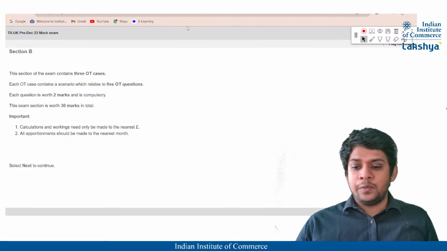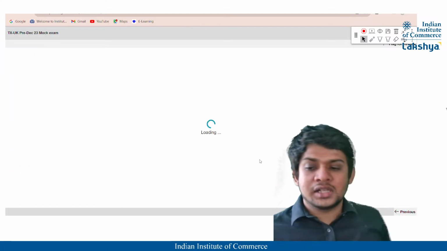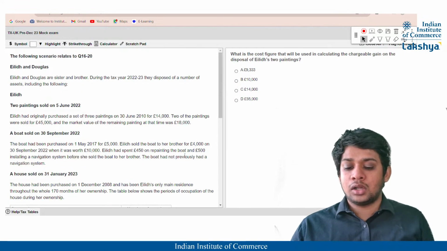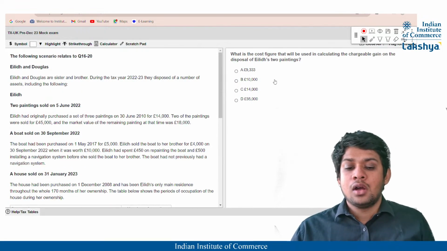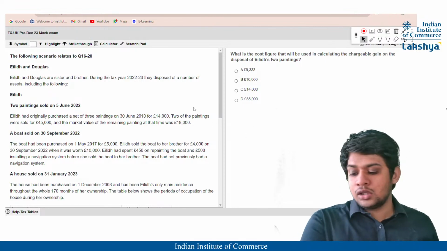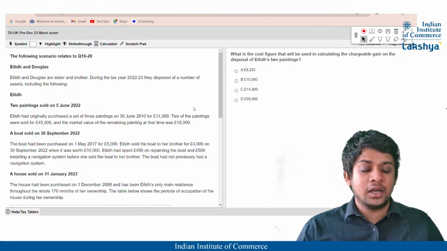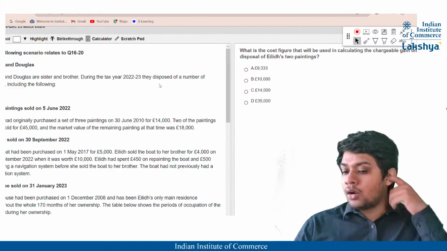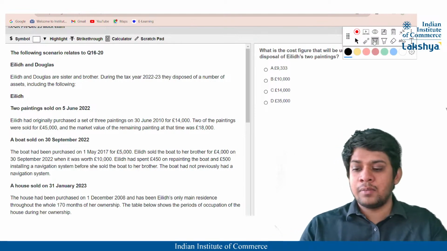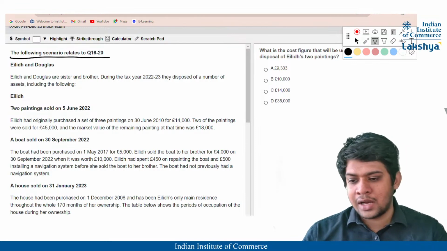Okay, guys, I hope we are back from break. Let's start off with section B questions. I'll move to section B question number one. As I told you, in section B, on the left hand side you will be given a scenario. On the right hand side, you will be given 5 questions to deal with this scenario. Just keep in mind, you have to understand 5 different questions here and answer them accordingly, related to the same scenario. As they mentioned, the following scenario relates to question 16 to question 20.